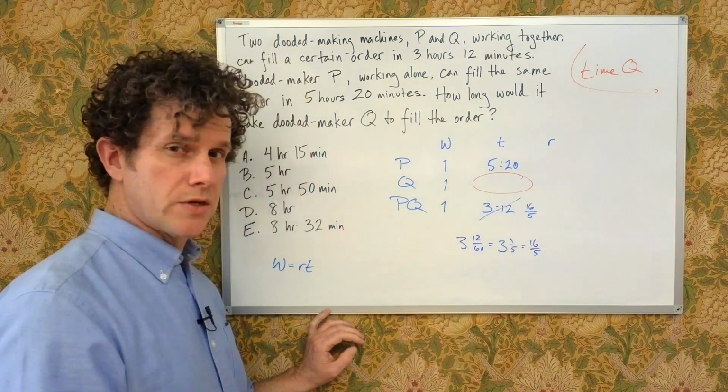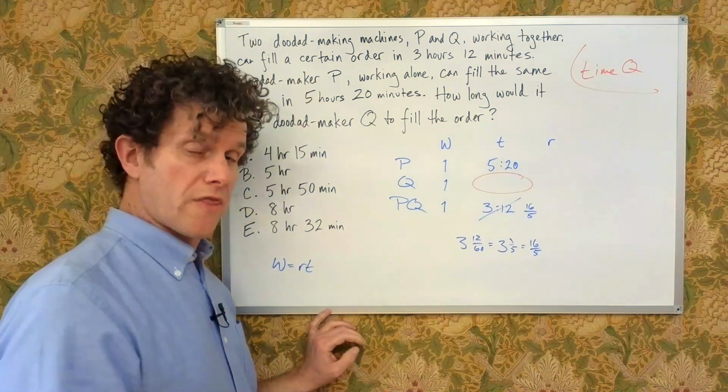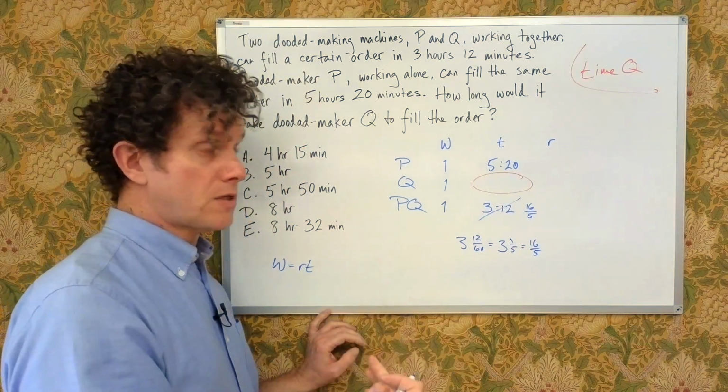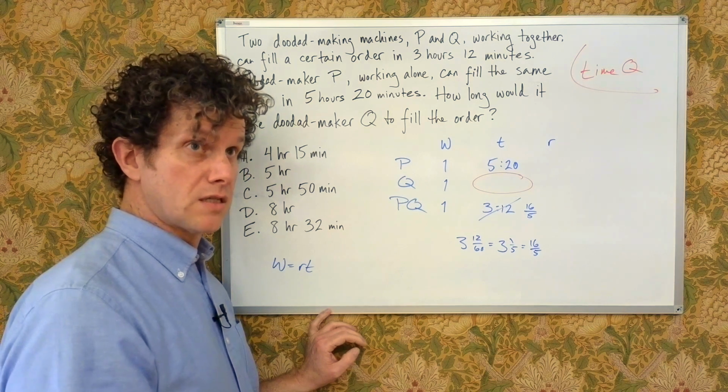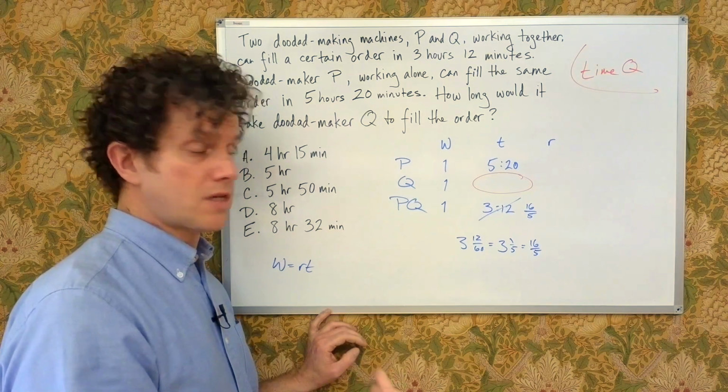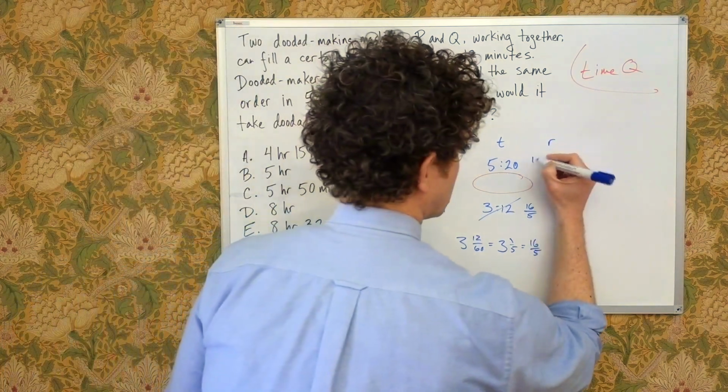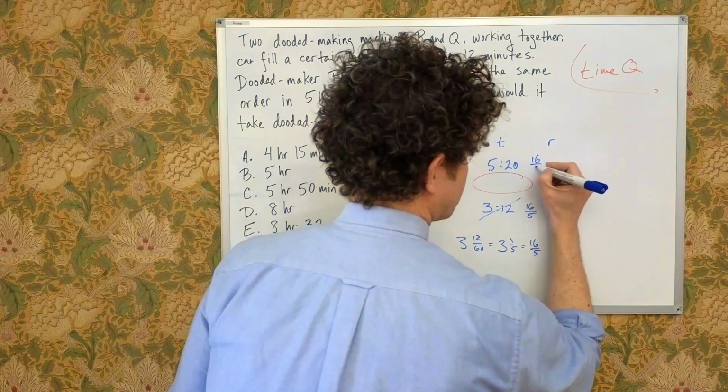Here, it's a little bit easier to see. 20 minutes is 1/3 of an hour. 5 hours in thirds is 15 thirds. Add 1. Ooh, how friendly.